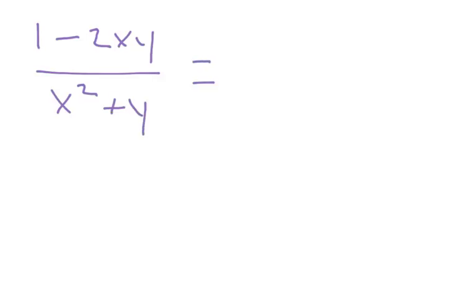Okay, so for part C, we're going to start off with the equation we have in A. So 1 minus 2xy over x squared plus y. And then we're going to set that equal to k over 0, because in the problem it asks for a curve with a line that touches vertically. So when you think of a slope that's vertical, it's undefined, so anything undefined is over 0.